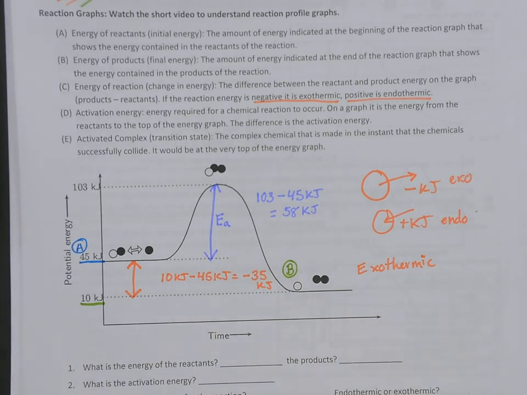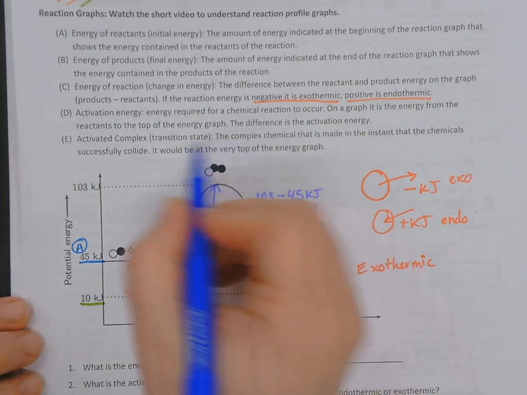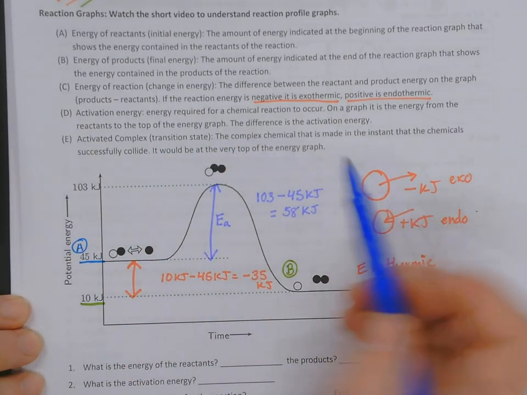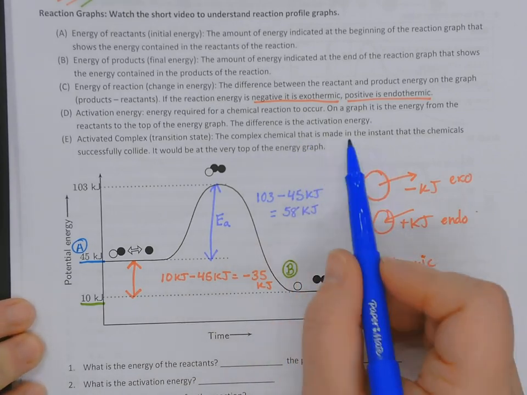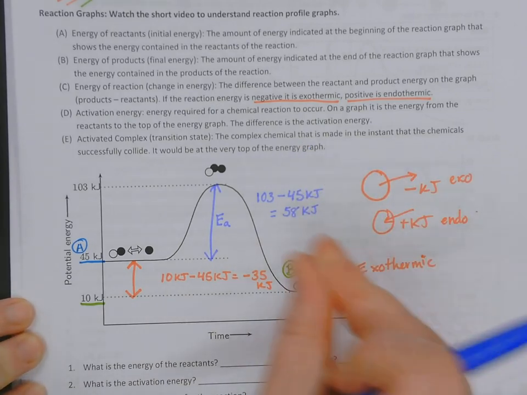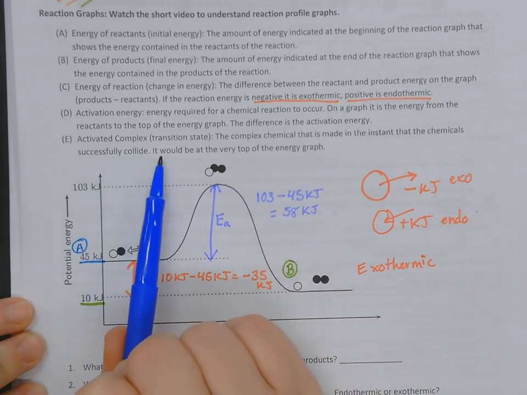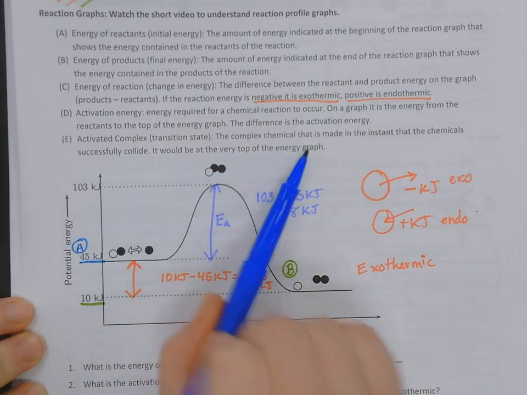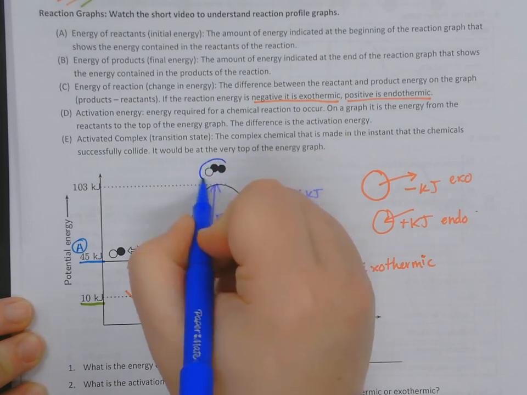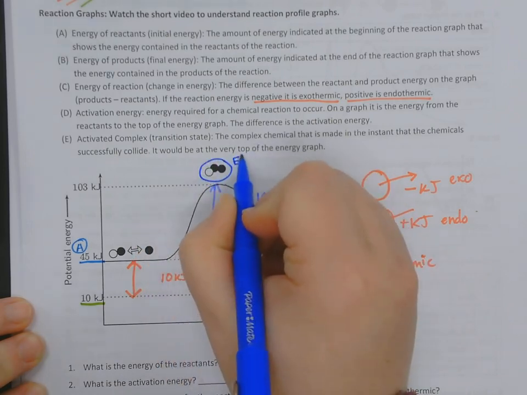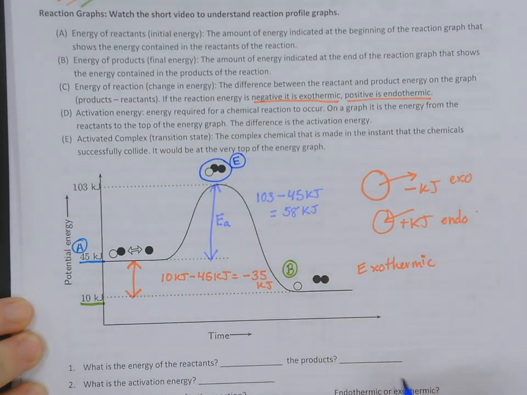All right, and our last part, one more color, is looking at activated complex. The activated complex is also called the transition state, and it is a complex chemical that is made in the instant, that quick time, that the chemicals successfully collide. It will be at the very top of the energy graph. This here is part E, that's our activated complex or our transition state.